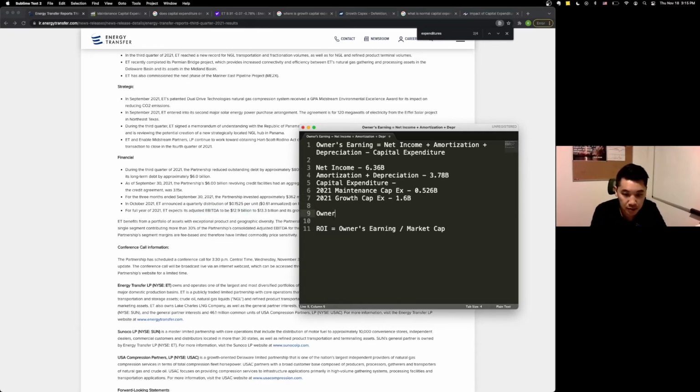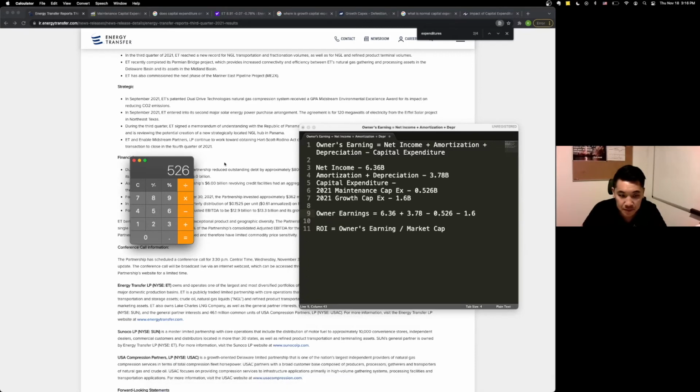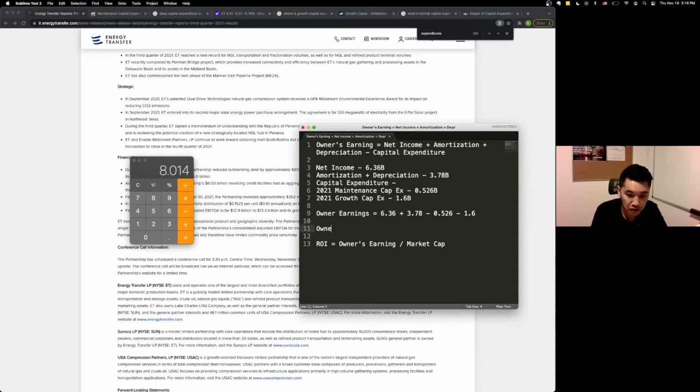Now let's put that into the formula: 6.36 plus 3.78 minus 0.526 minus 1.6. Let's use a calculator. So the owner's earnings will be $8 billion.